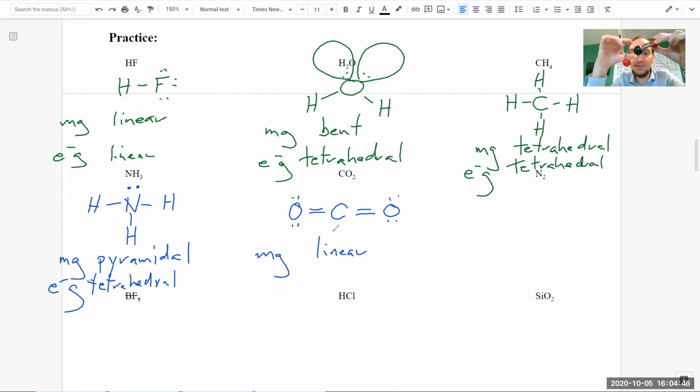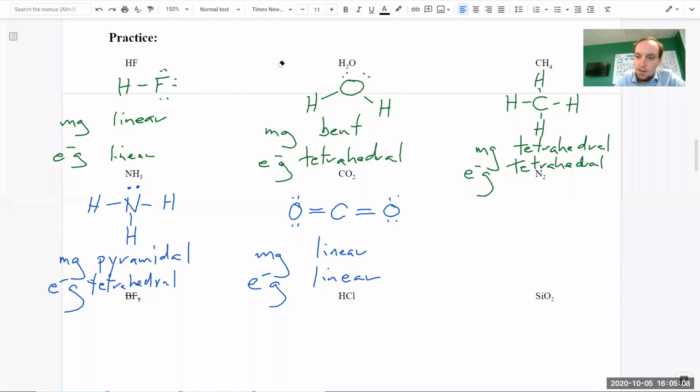And then again, there are no extra unbonded pairs of electrons. The carbon does not contain unbonded pairs of electrons. So its electron geometry will also be the same, linear. Again, the only time these are different is when we have unbonded pairs of electrons on the center atom.